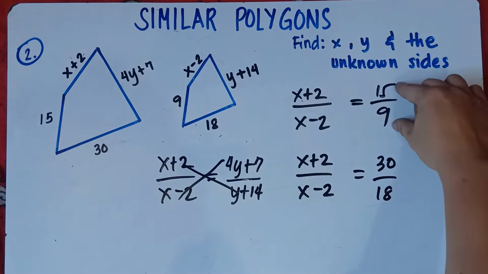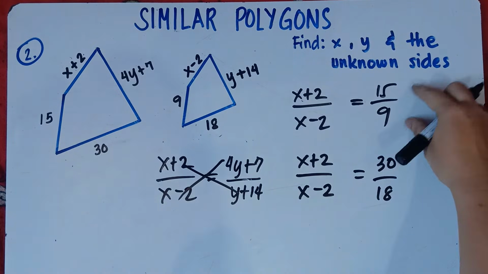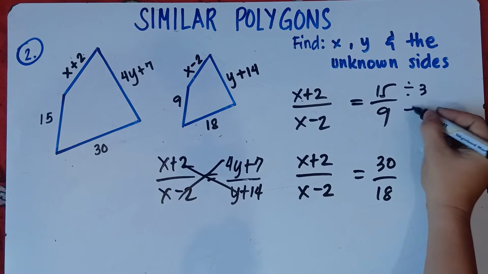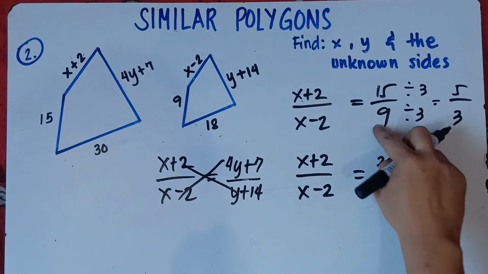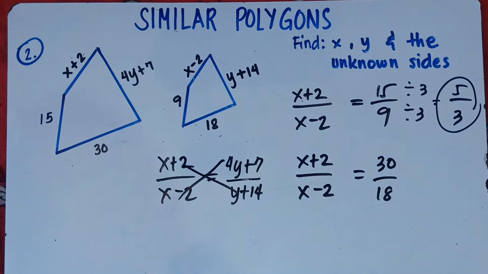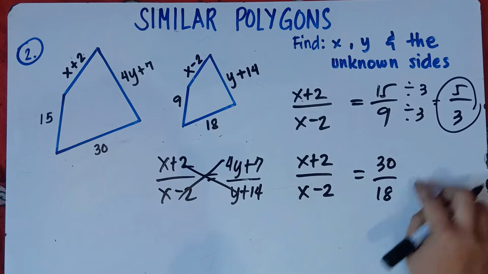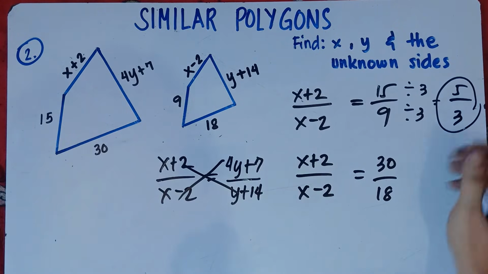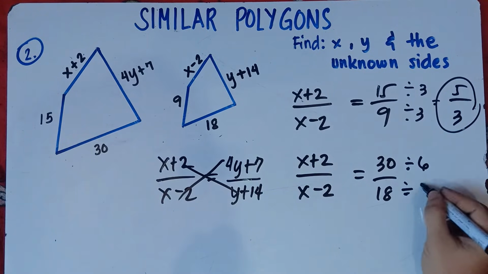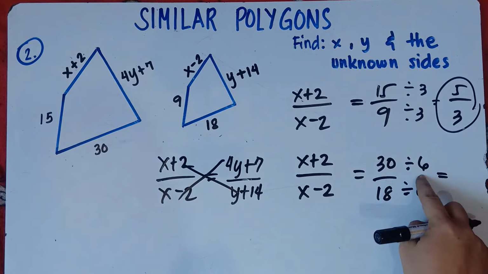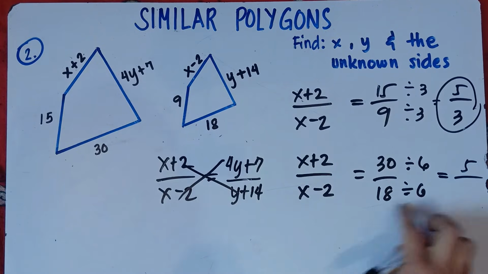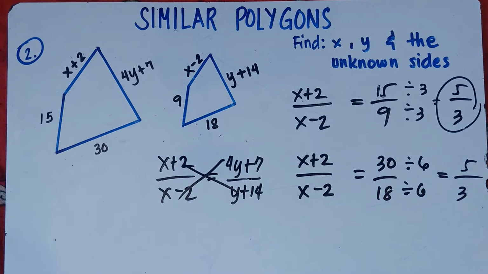Check this one, class. This fraction 15 over 9, we can reduce this one, right? We can reduce this one by 3. So 15 divided by 3, that is 5. 9 divided by 3, that is 3. So this 15 over 9 is just the same as 5 over 3. And this 30 over 18, this is just the same as 5 over 3. Why is that, sir? We can reduce this one by 6, right? The greatest common factor of 30 and 18 is 6. 30 divided by 6 is 5. 18 divided by 6 is 3. So same answer, class.